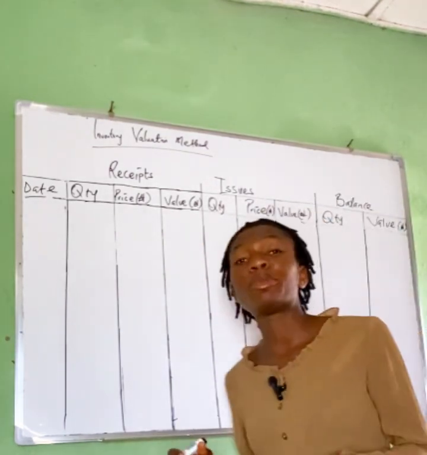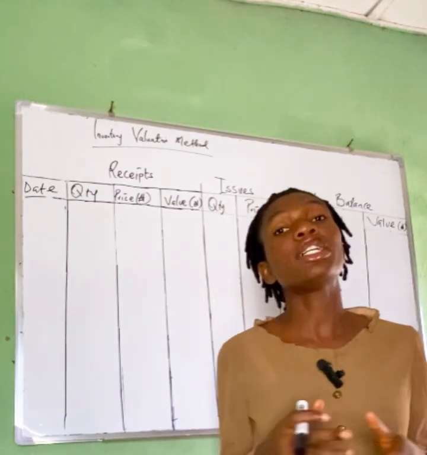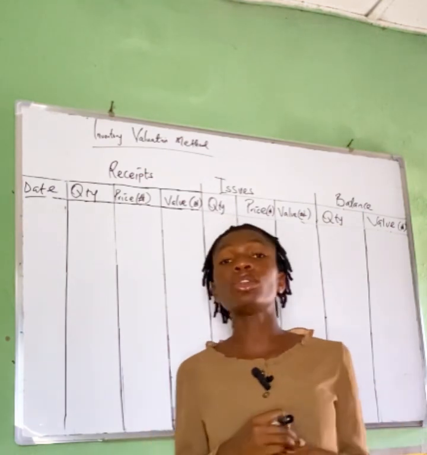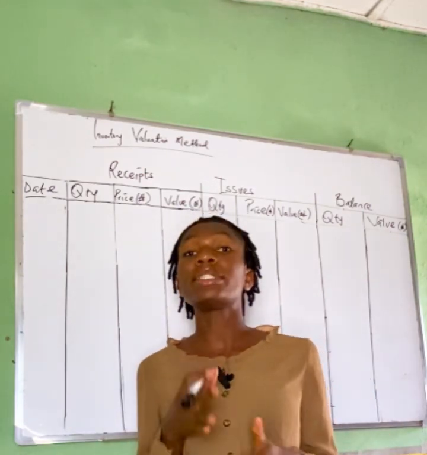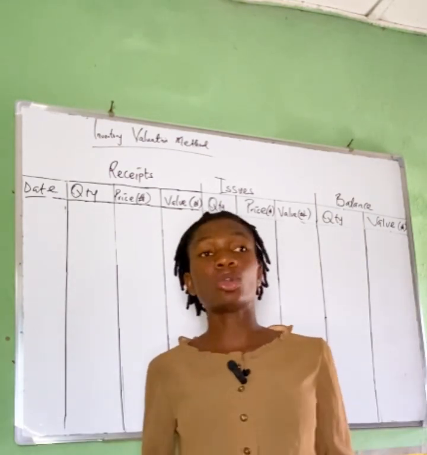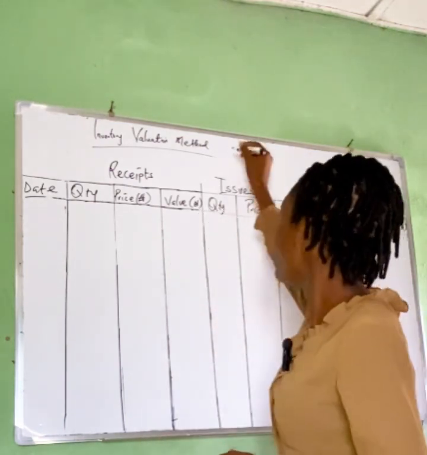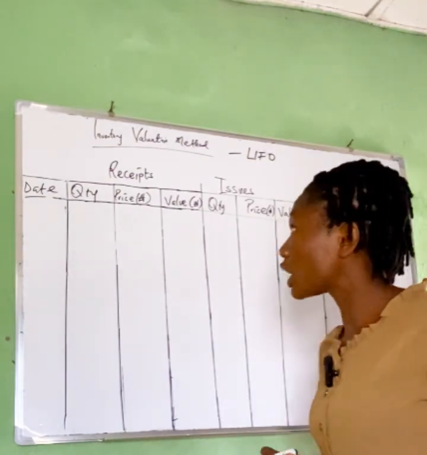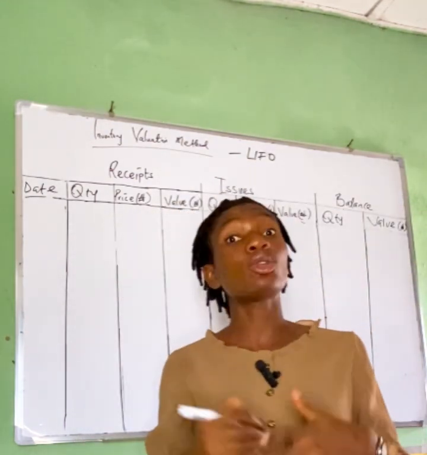Okay, now in our previous video, we looked at the first in, first out method of inventory valuation, how we can use it to calculate the value of closing stock. In this particular video, we're going to be looking at the direct opposite. We're looking at the last in, first out method of calculating the value of closing stock. That is the LIFO method, the last in, first out. So this, like I said, is the direct opposite, right?